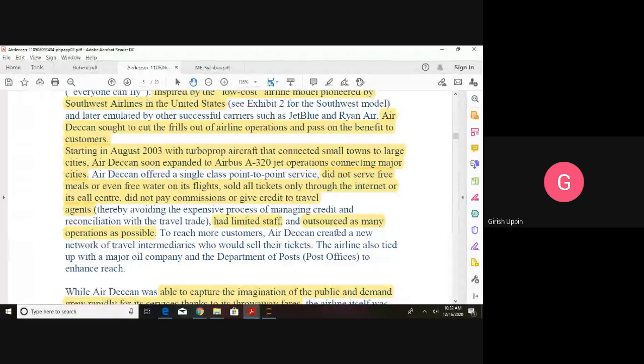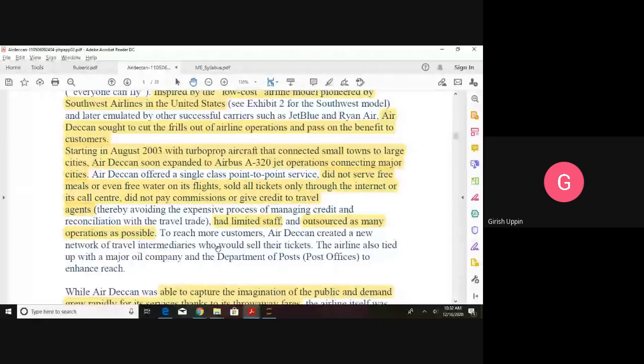So what he did was he outsourced to the people who created a new network of travel intermediaries who would sell their tickets. The airline also tied up with the major oil company and the Department of Posts, okay, to enhance the reach.